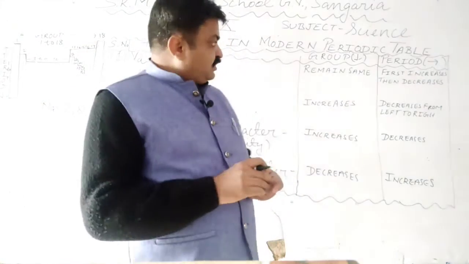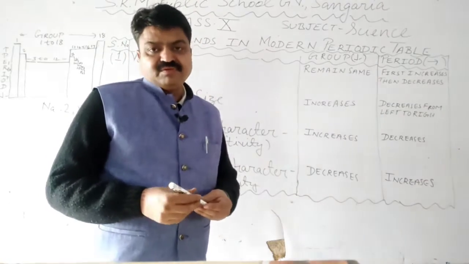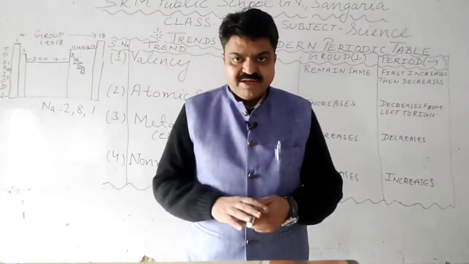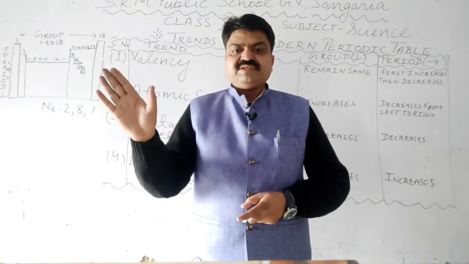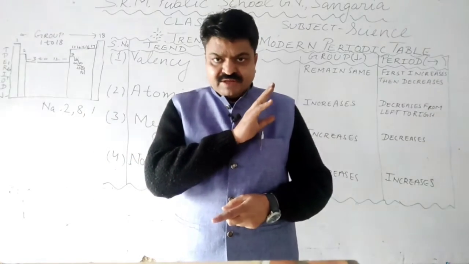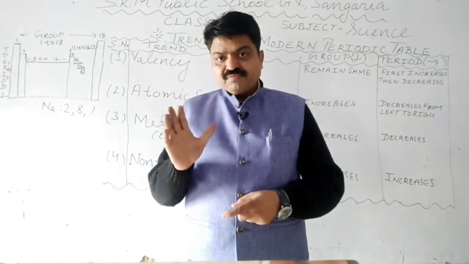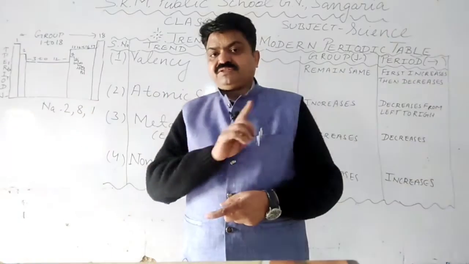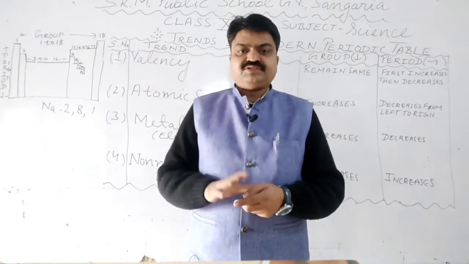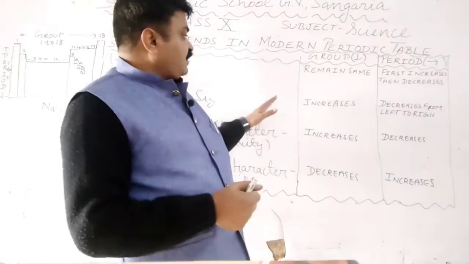But there is one group that is known as the 18th group, student, and 18th group elements have 0 valency. Means they don't have valency, their combining capacity is 0. So 18th group elements do not have valency, means their valency is 0. Now we come to the next.